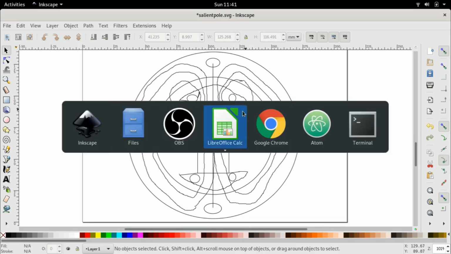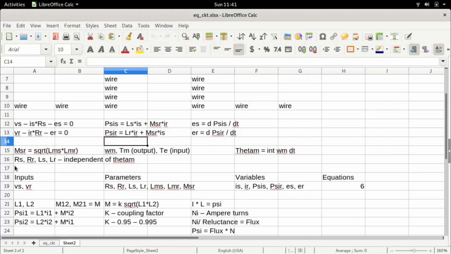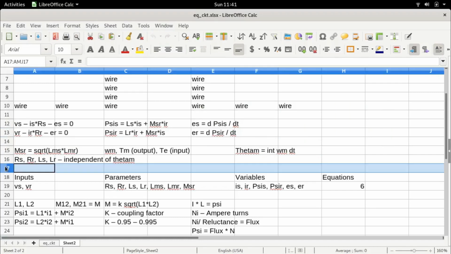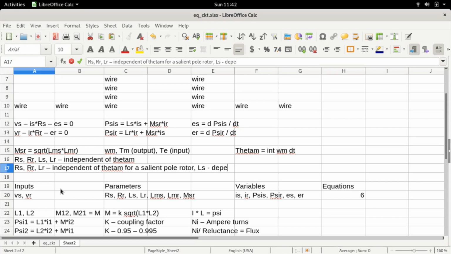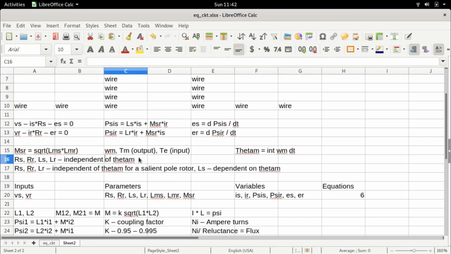So here, if we were to write it for a salient pole, it would be very different, right? Just for the sake of it, let me add a note. We can say that for a salient pole rotor, the stator resistance, the rotor resistance, and the rotor inductance are independent of theta m, and instead the self-inductance of the stator is dependent on theta m, right?